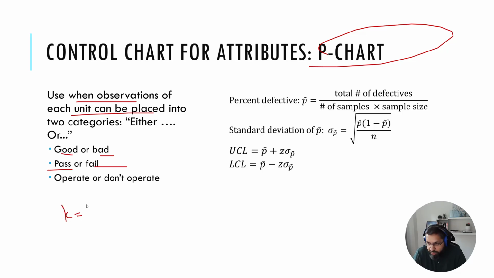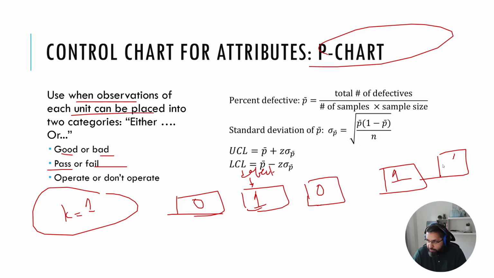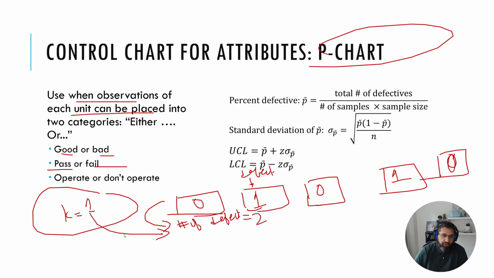So let's say I took sample 1, k is 1. This is my first sample, and I got 5 units of output. First unit was fine, no defect, so that's a 0. Second unit had a defect, so that's a 1. Third unit was a 0. Fourth unit had a defect. Fifth unit was fine, 0. So I got 3 zeros and 2 ones, so 2 defects. Instead of writing 0, 1, 0, 1, 0, people summarize it and write number of defects equals 2 for sample 1. So for each sample, they just write the number of defects.